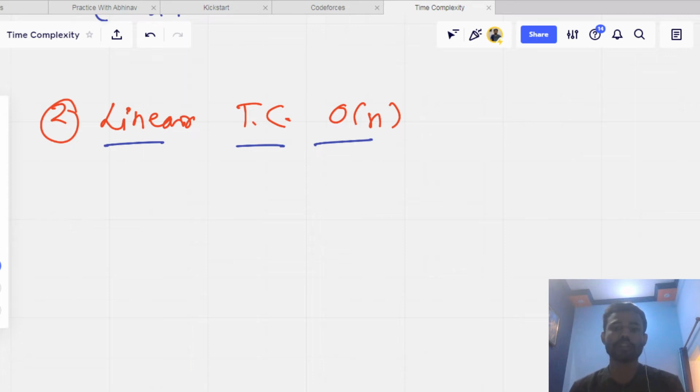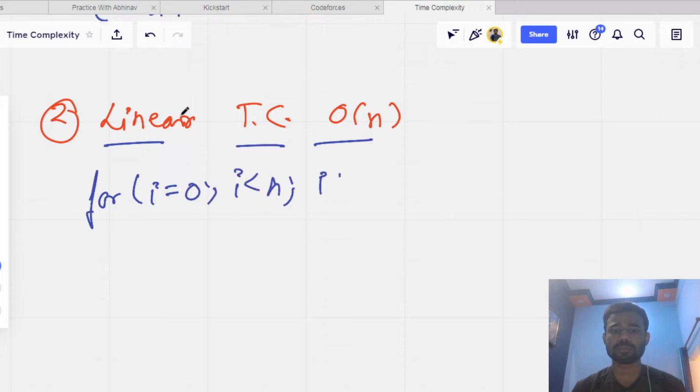Okay. So let's take an example. There is a very easy example, let's take a for loop from I is equal to 0 to I is less than n, I plus plus. Okay. So this is basically O of n.